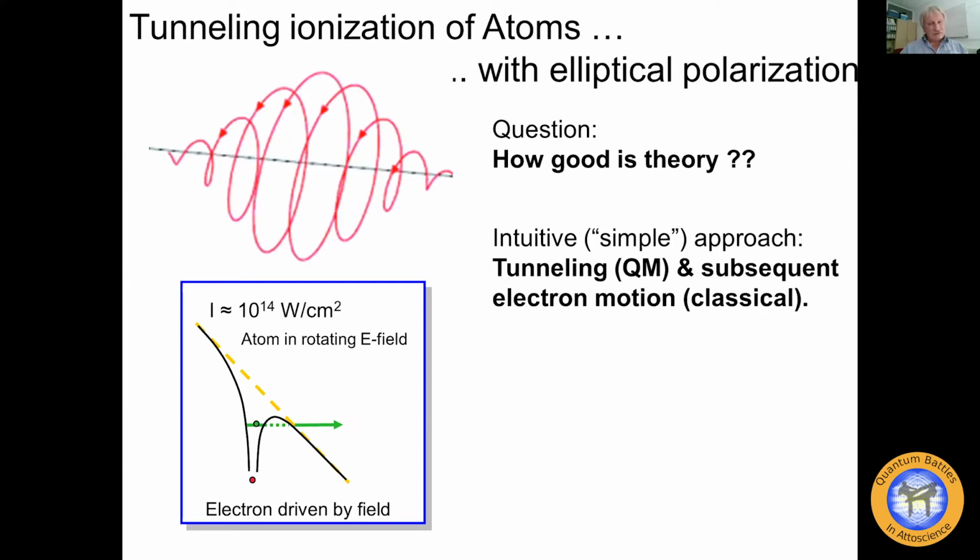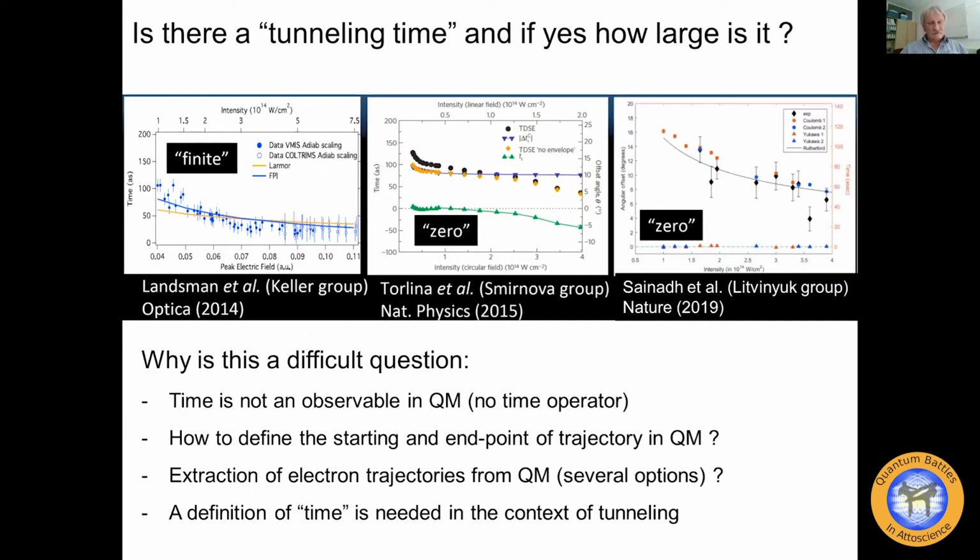We use a simple picture where we treat the tunneling process through this barrier quantum mechanically, and afterwards the electron is treated as moving like a classical particle in the electric field of the laser, including the interaction with the remaining ion. And you know that there is a huge debate since many years, which is the fun part, I think. What is this time? Is there a time? Some experiments say there is some time. Some theories say there is a zero time. Some of them predict a time, so it depends.